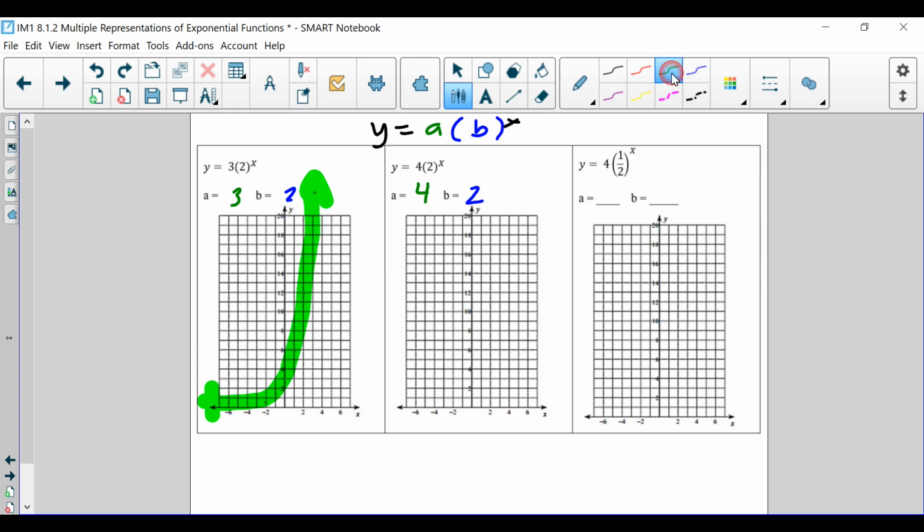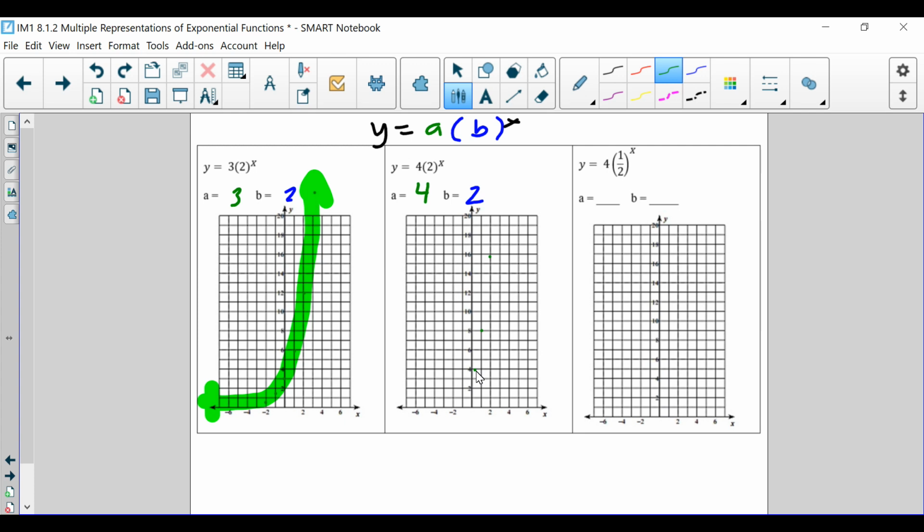We're going to do the same thing here, okay? On our y-axis, we're going to note where 4 is. 4 is here. Then we go 4 times 2, that's 8. 8 times 2, that's 16. If I'm going too fast, make sure you pause, okay?